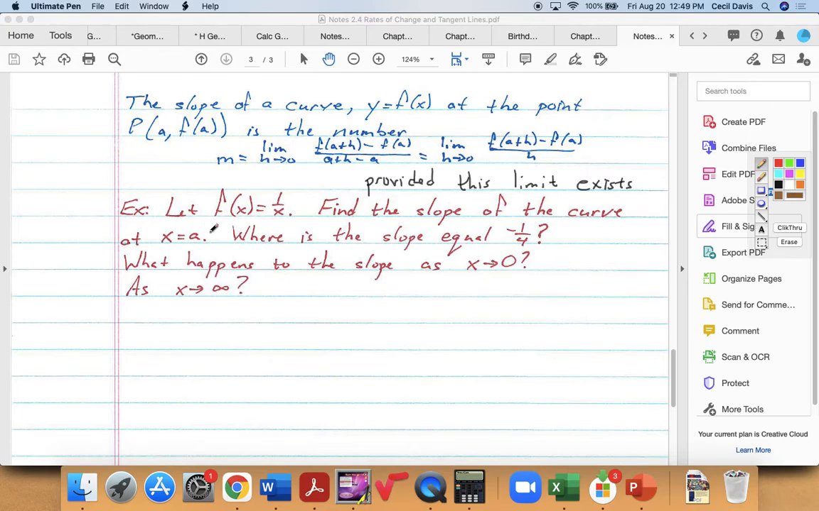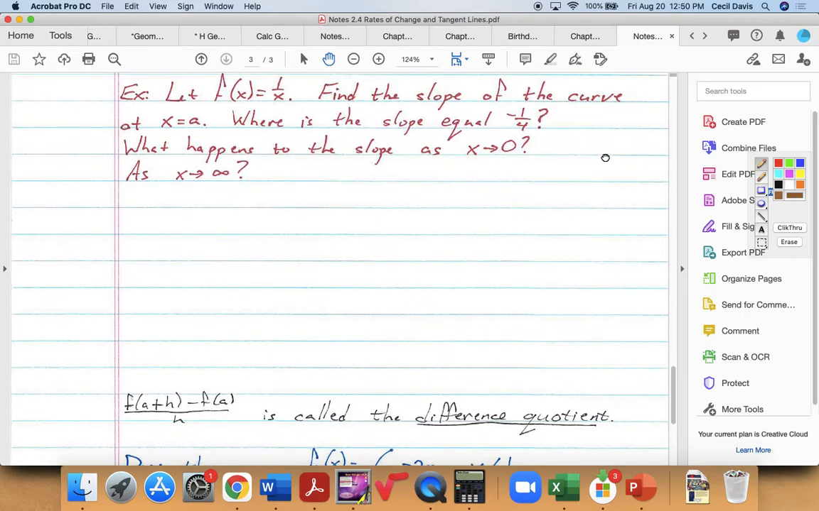We'll talk about that another day. So let's take a look at this one. Let f of x be equal to 1 over x. So not something as nice as a parabola as we did on the last one. Find the slope of the curve at x equals a. Where is the slope equal to negative 1/4? What happens to the slope as x goes to infinity? And what happens to the slope as x goes to 0 and to infinity? All right, so let's move this up a little bit.